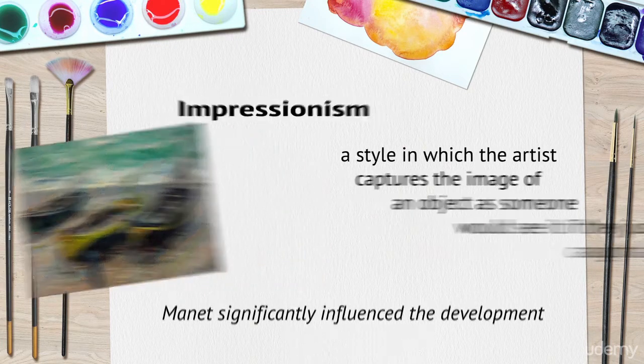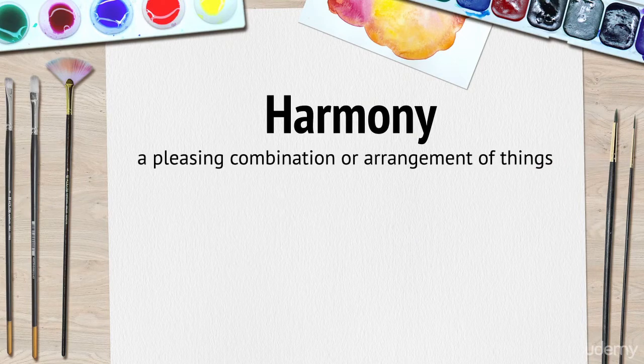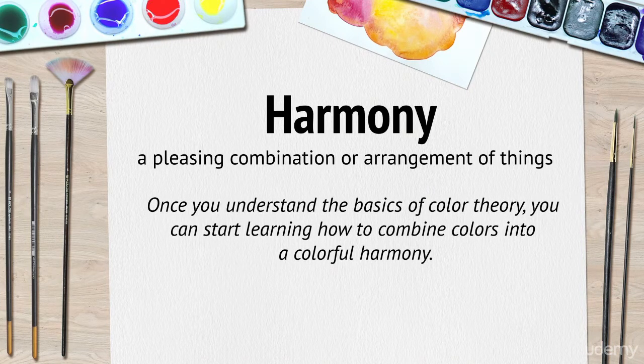When talking about art, many people talk about harmony. Harmony is a pleasing combination or arrangement of things. For instance, a harmony of colors. Example: once you understand the basics of color theory, you can start learning how to combine colors into a colorful harmony.